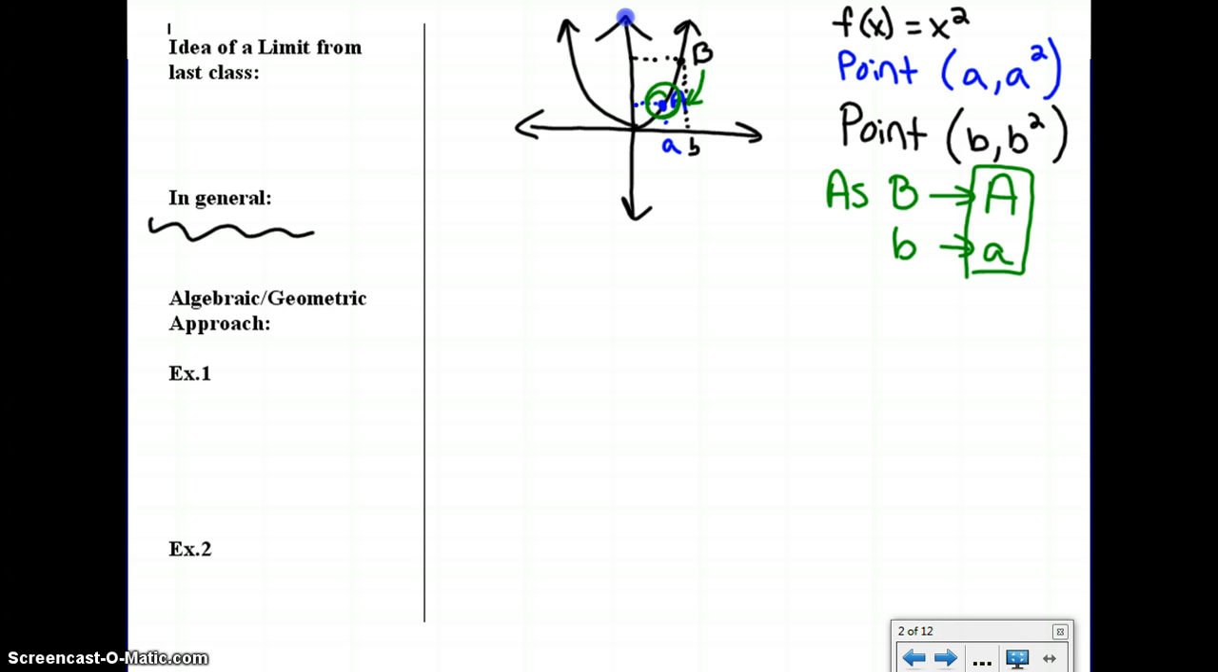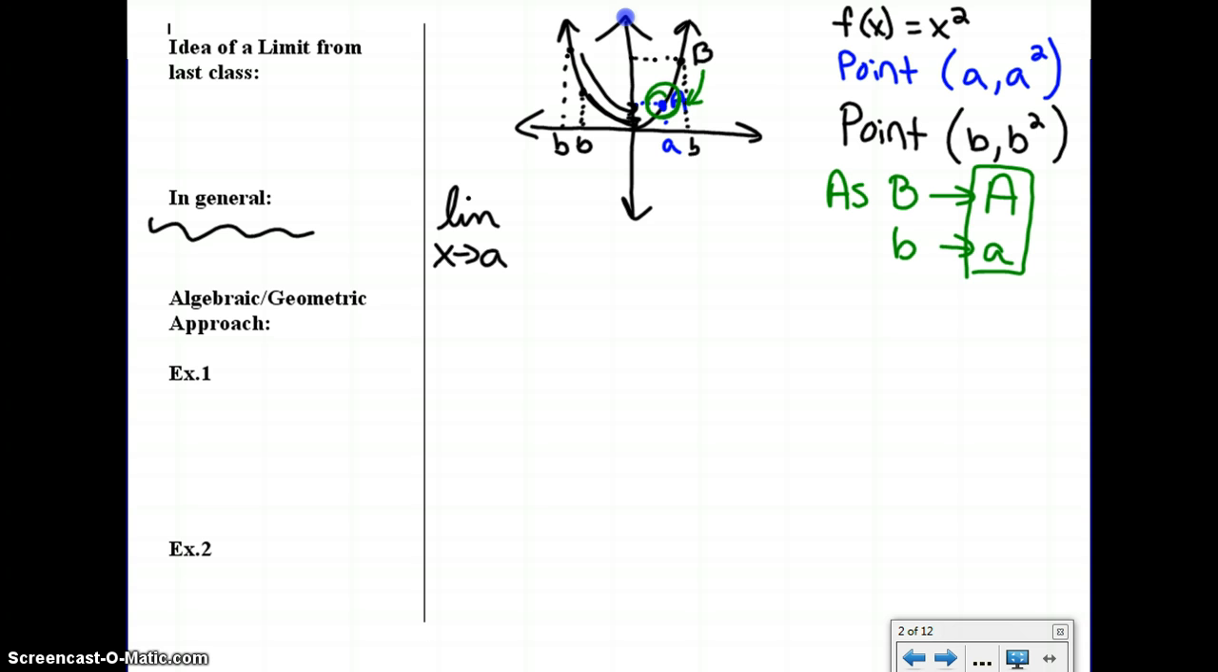We're going to say that the limit as x approaches a, and the reason why we're saying x is because b is really representing any x value on the curve. We could have a b that's over here. We could have a b that's over here. It doesn't matter where your b is, but your b is going to be approaching a. It's going to be going toward a. So this one would be going toward a, this one would be going toward a.